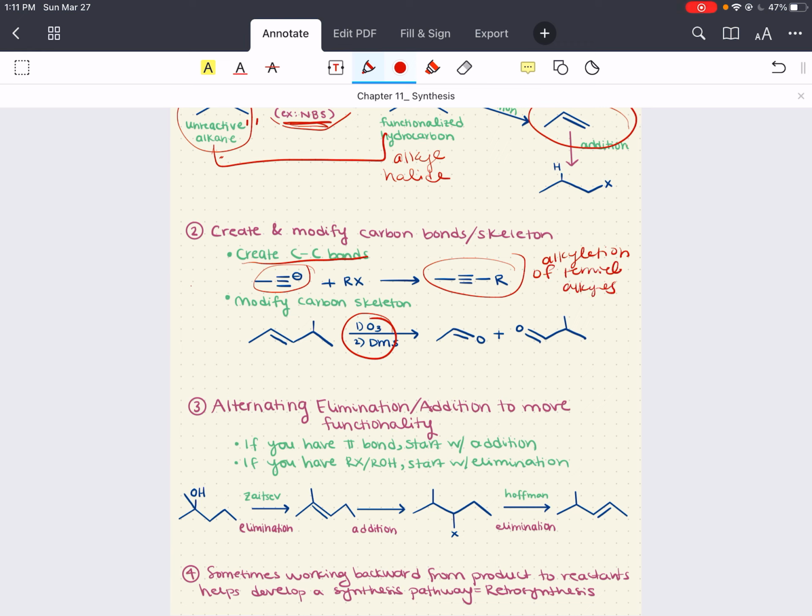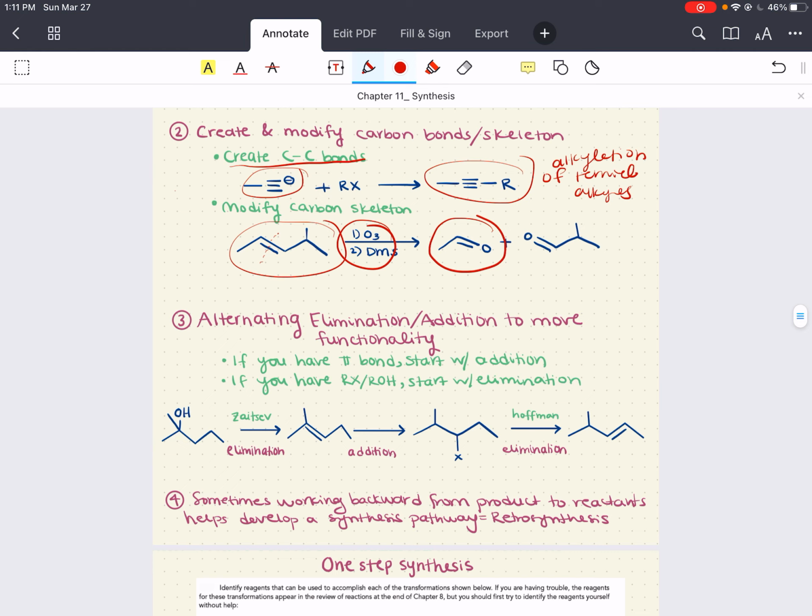All right, and now if we've shortened our carbon skeleton, if we start from something like this and we want to end up with a product like this, what we can do is ozonolysis, where we cut right through the double bond and we slap oxygens as band-aids at the end. All right, another important thing to remember with synthesis pathways is that you can use alternating elimination and addition reaction steps to move functional groups.